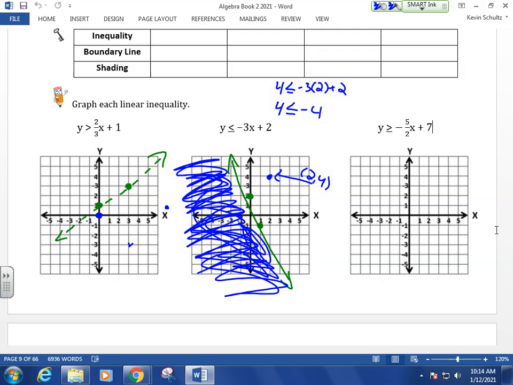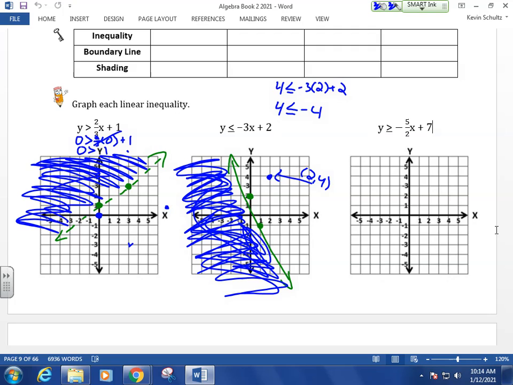So plugging in 0, 0, we've got y is greater than 2/3 x plus 1, or 0 is greater than 2/3 times 0 plus 1. This 2/3 times 0 cancels out because it equals 0. Is 0 greater than 1? No. So am I shading the side with 0, 0? No. I'm shading the other side. Okay.